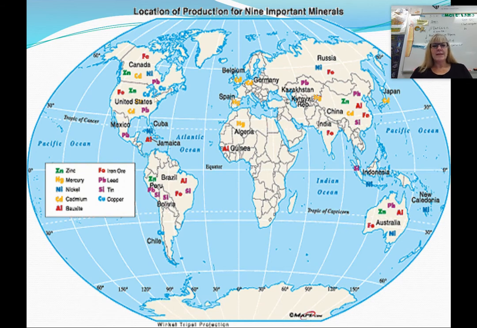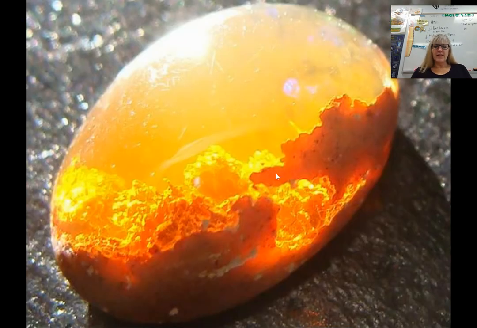Iron ore. So you guys can see we have lead and cadmium and zinc and iron in the United States, but we don't really have much copper. I mean, we do have some copper, but not as much. All right, so we'll look at that later.